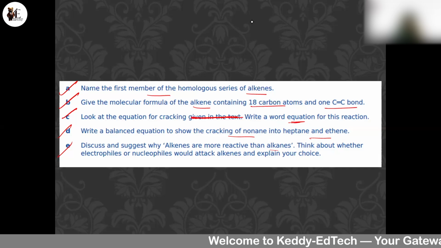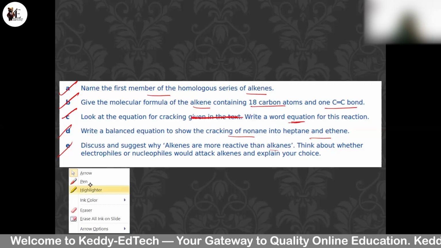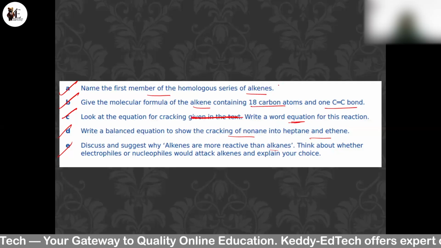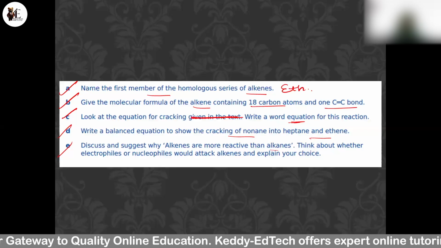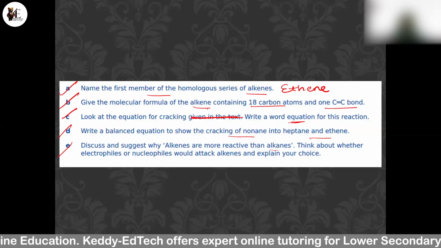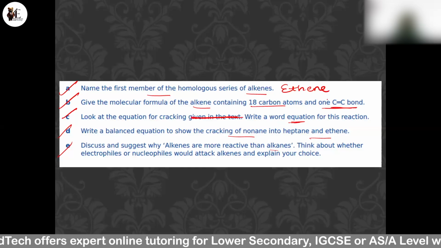So one by one give the answers. Name the first member of the homologous series of alkenes. Ethane. It is ethene. Give the molecular formula of the alkene containing 18 carbon atoms and 1 C=C bond.